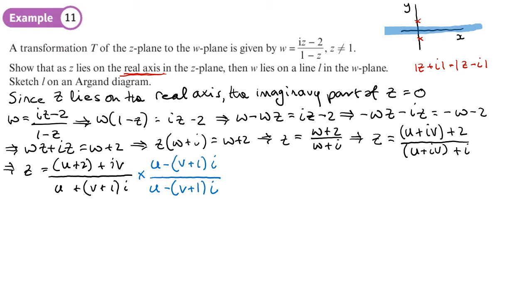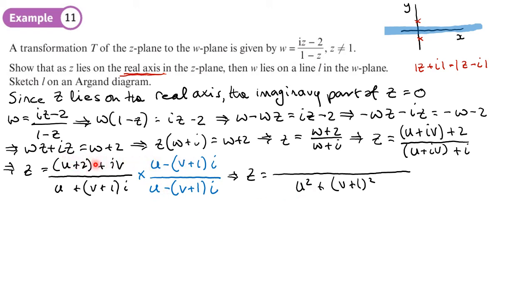Now the actual bottom part of this we can work out quite easily. That's going to be the sum of two squares. So that's just going to be u squared plus v plus 1 squared. So we'll just do that the quick way. If you're not sure about that, have a look back at the complex numbers from Core 1 about how we can quickly do this type of calculation. We don't want to multiply it out. And the top has a lot of multiplying out.